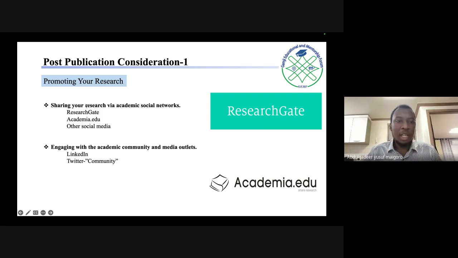As I mentioned, there are various platforms just like ResearchGate. If you don't know, this is the logo of ResearchGate. Once you type it on Google, you can identify the official website. Here you need to create your account and then put your publications there, follow some researchers, and then you can easily get recognized by a similar research group.